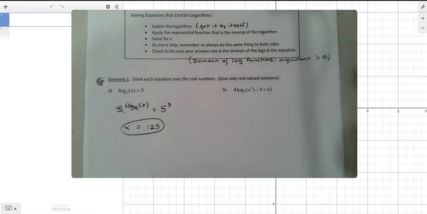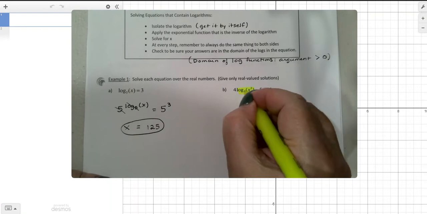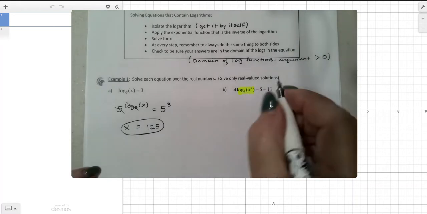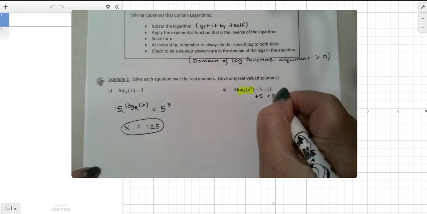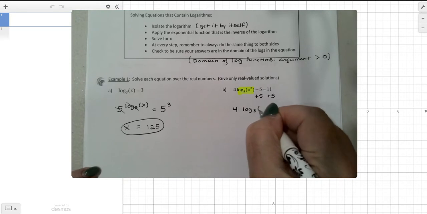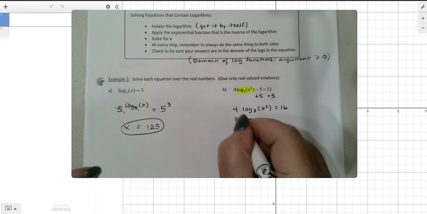All right, let's try another one. In B, my logarithm is not yet isolated. My goal is to get the logarithm by itself. And my logarithm here is the logarithm base 3 of x squared. Can't split that apart, that's all together. In order to isolate it, I'm going to have to add 5. And then I need to divide by the 4.